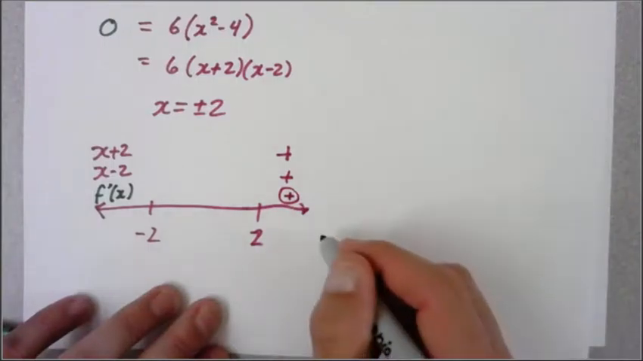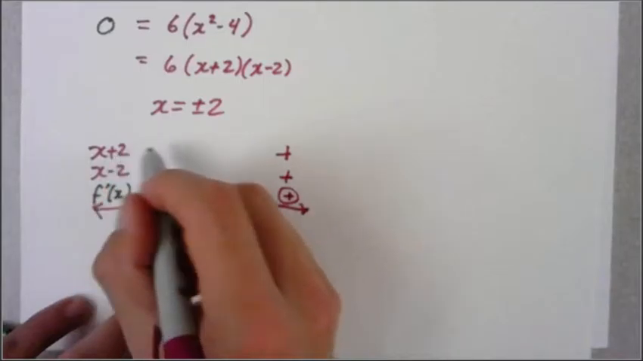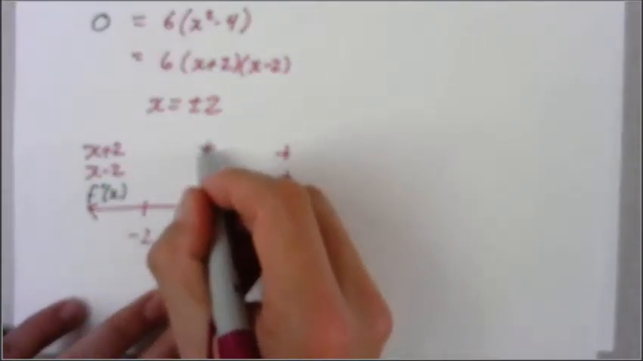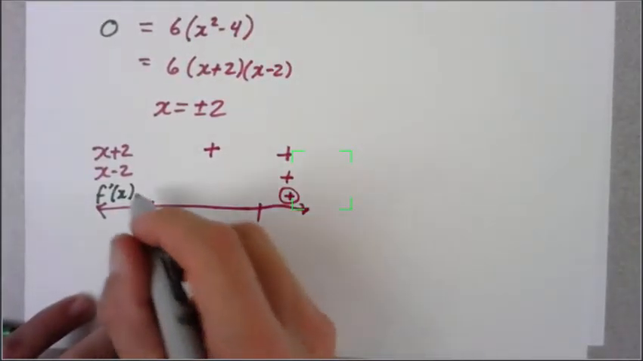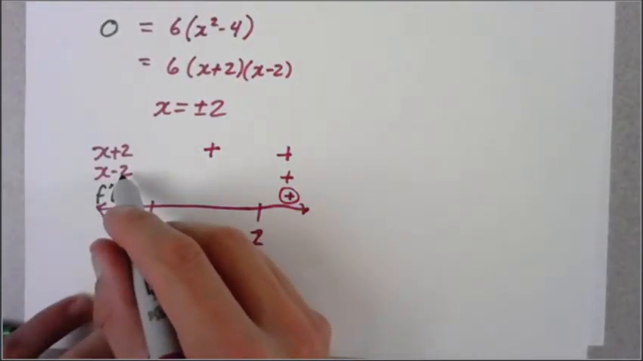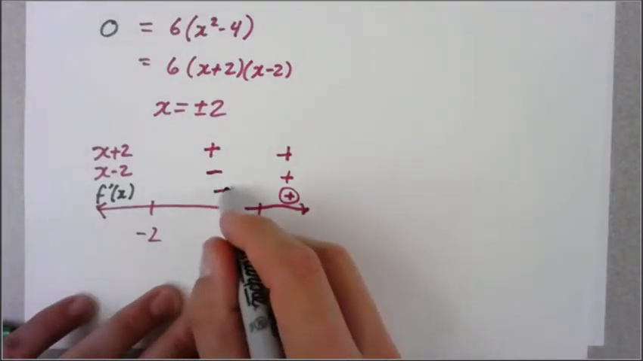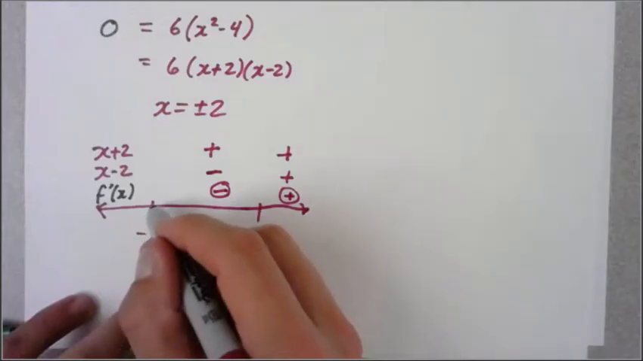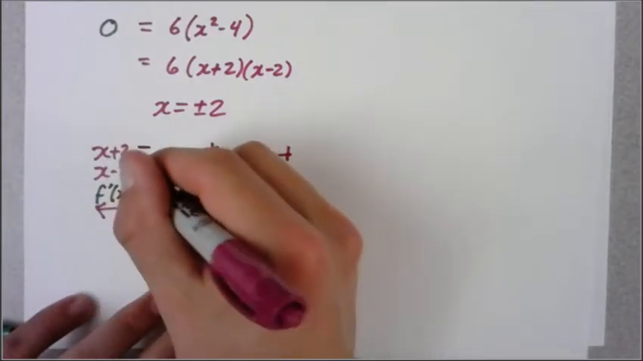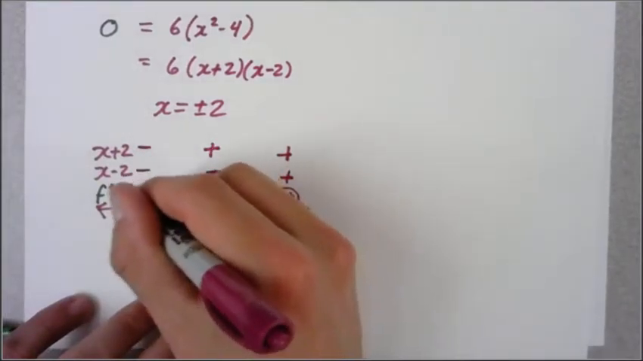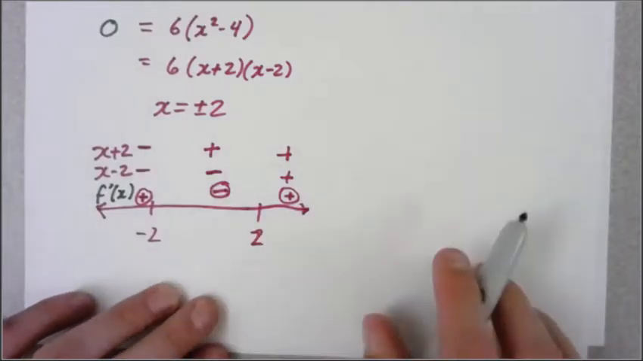A number between negative 2 and 2 is 0. If you plug in 0, 0 plus 2 is 2, a positive. If you plug 0 into the other factor, 0 minus 2 is negative. If you multiply a negative and a positive, you get negative. And left of negative 2, like negative 3, both factors are going to be negative, so it becomes positive when you multiply. Negative 3 plus 2 is negative 1, and that's the case. Look what we have here.